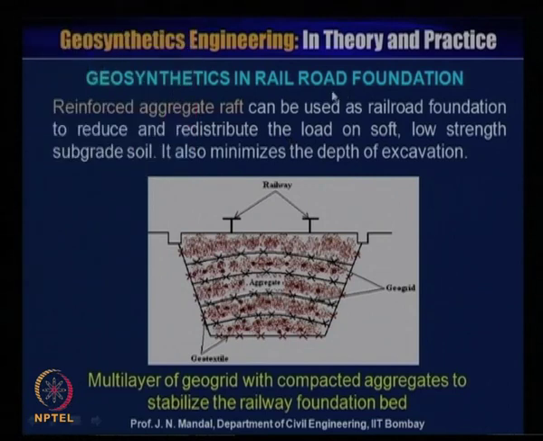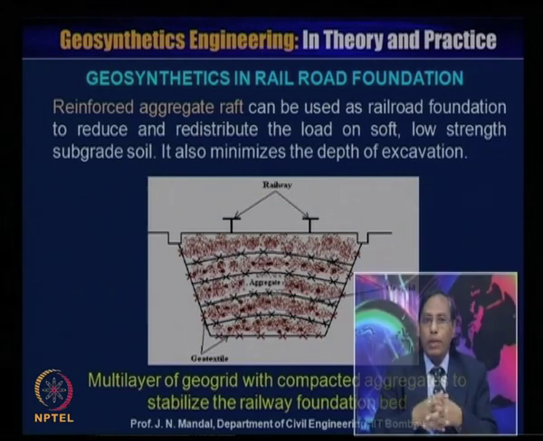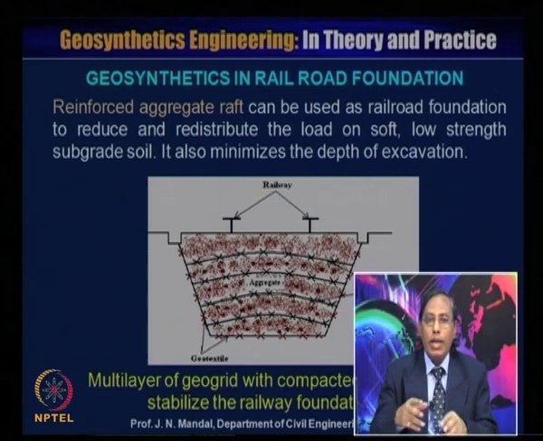Now, geosynthetics in railroad foundation. You can see that this is a multi-layer of geotextile with compacted aggregate to stabilize the railway foundation. Reinforced aggregate wrapped can be used as a railway foundation to reduce and redistribute the load on the soft low strength subgrade soil. If you go for the mat, it is very, very expensive. As an alternative, you can provide a multi-layer of geogrid with compacted aggregate to stabilize the railway foundation bed.